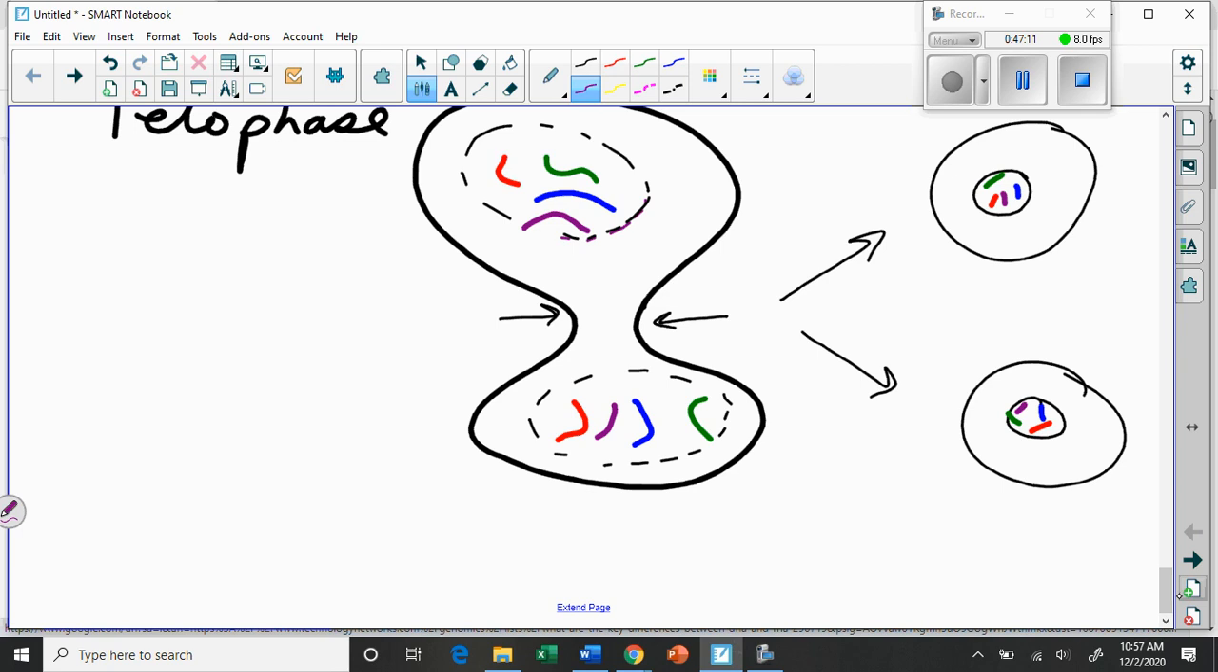And this is what we get. So that's mitosis, and because we're out of time, we'll stop there. Then we'll talk about how this is used for some kinds of reproduction.